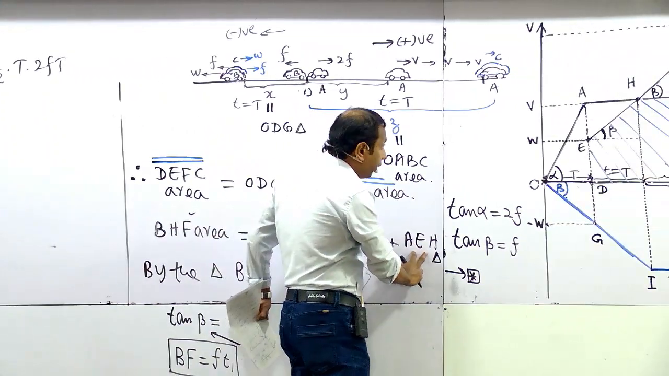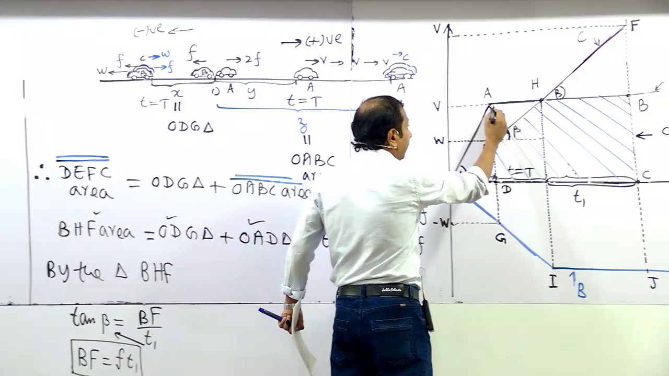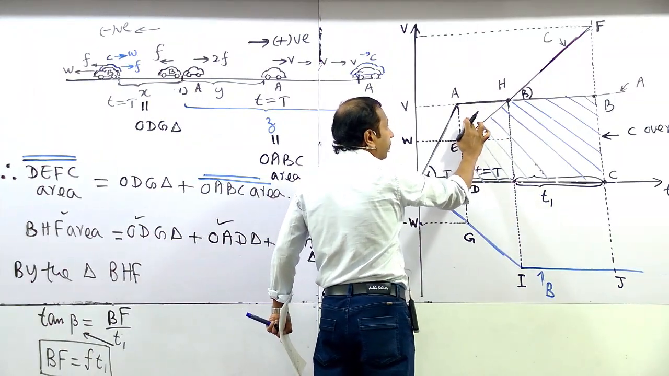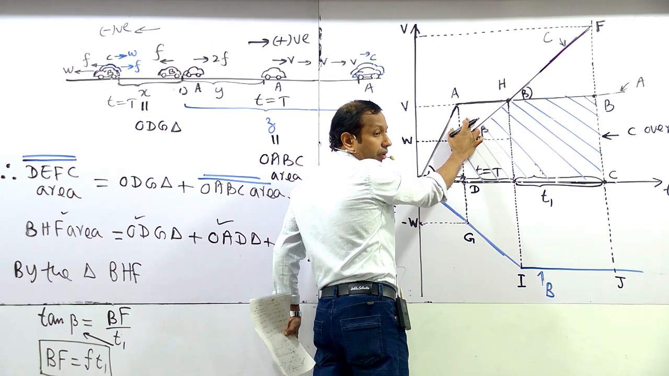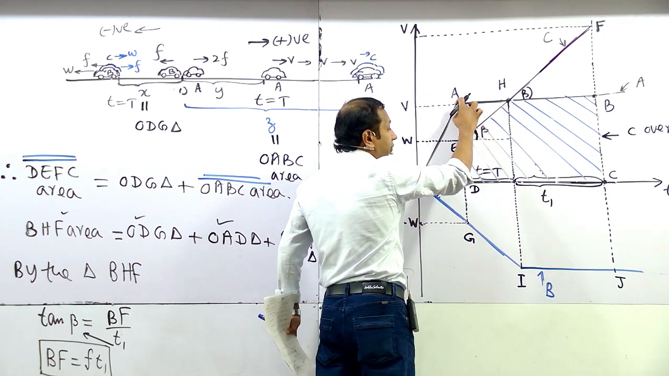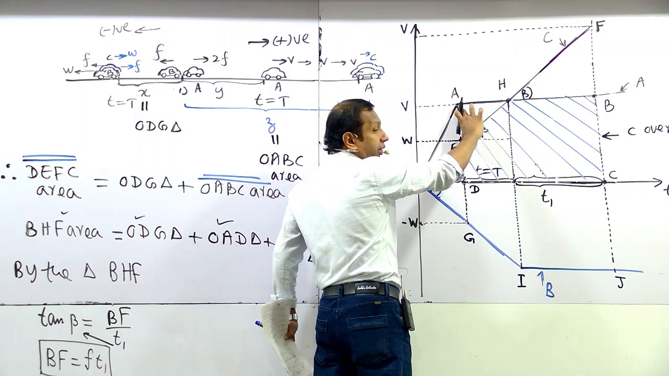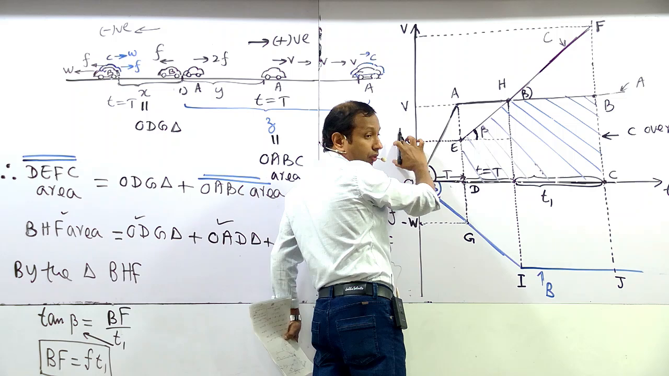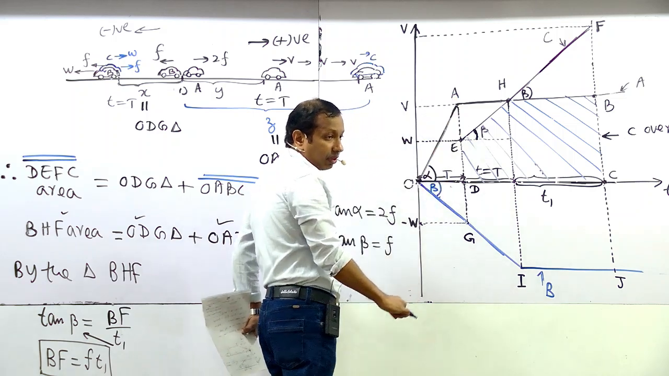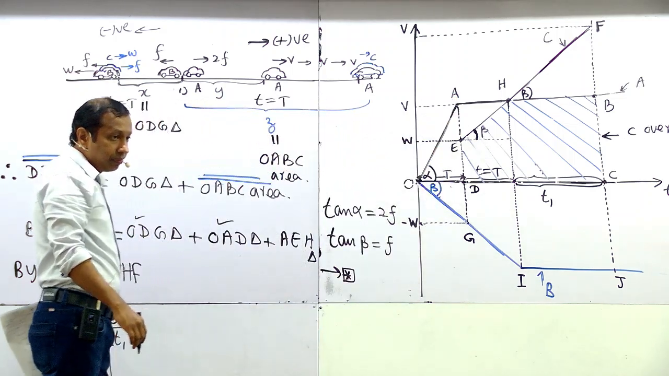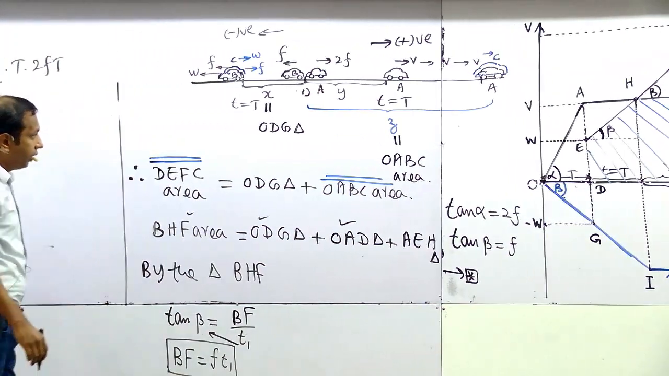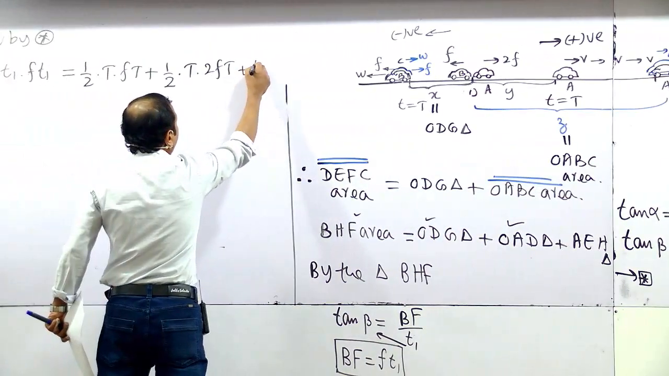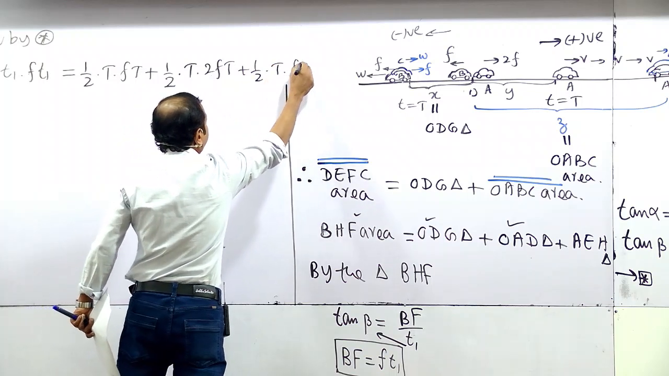Next one. AEH area. This area we need. What is the area there? Half. Base is this, T. Perpendicular height is this. What is that? FT, no? This is 2FT. This is FT, no? Then this is FT. Am I correct? Yes. Right. AEH, half base into FT.